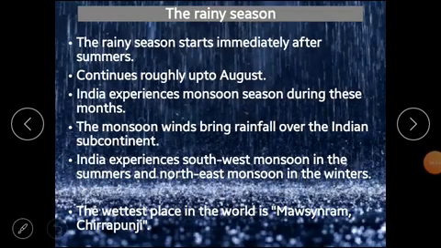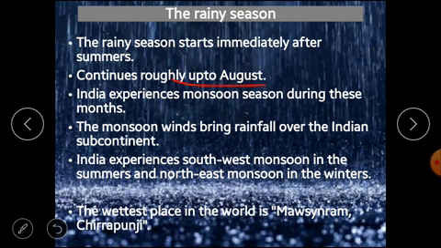The next season is rainy season. Rainy season starts immediately after the summer season and continues roughly up to August and September. And India experiences monsoon season during these months. You have heard about it. Monsoon season is a very lengthy topic. We will discuss this in the next session about the Indian monsoons, their mechanism, etc. So let's just skip this for now.